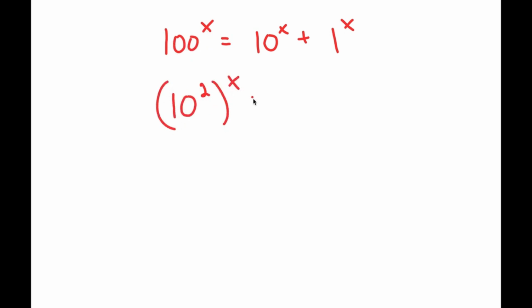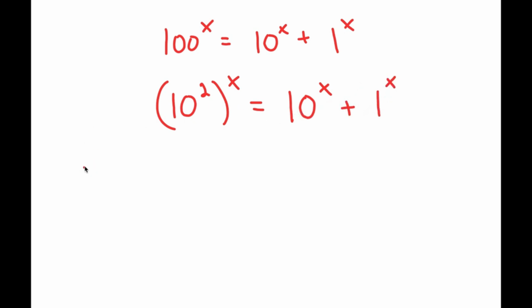Alright, so in this video, I'm going to be solving the problem 100 to the power of x is equal to 10 to the power of x plus 1 to the power of x. So, to solve this, what I'm first going to do is rewrite 100 to the power of x as (10 squared) to the power of x. So now this is equal to 10 to the power of x plus 1 to the power of x.